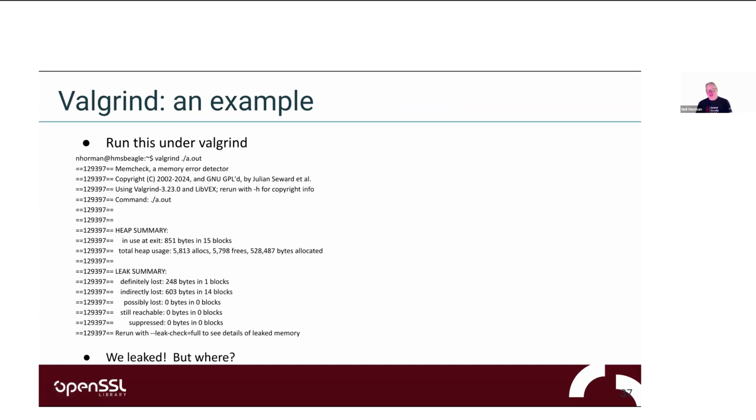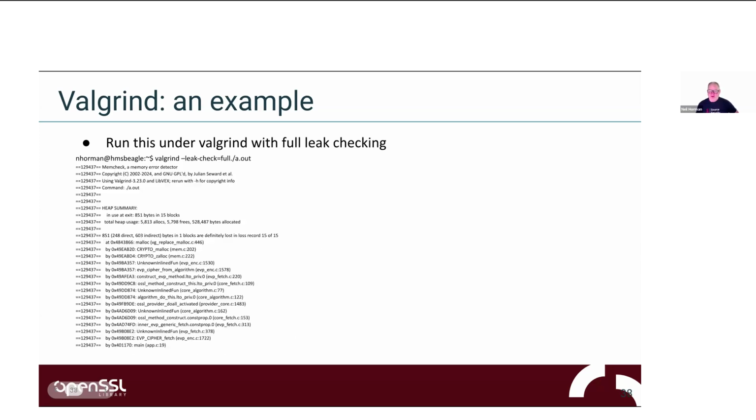When running this application, we see that after it runs, Valgrind outputs an error summary. It tells us we leaked. We lost 248 bytes directly, and indirectly we lost another 603 bytes. Well, that's bad. But where? Well, Valgrind tells us that we can rerun this with the leak check equals full option.